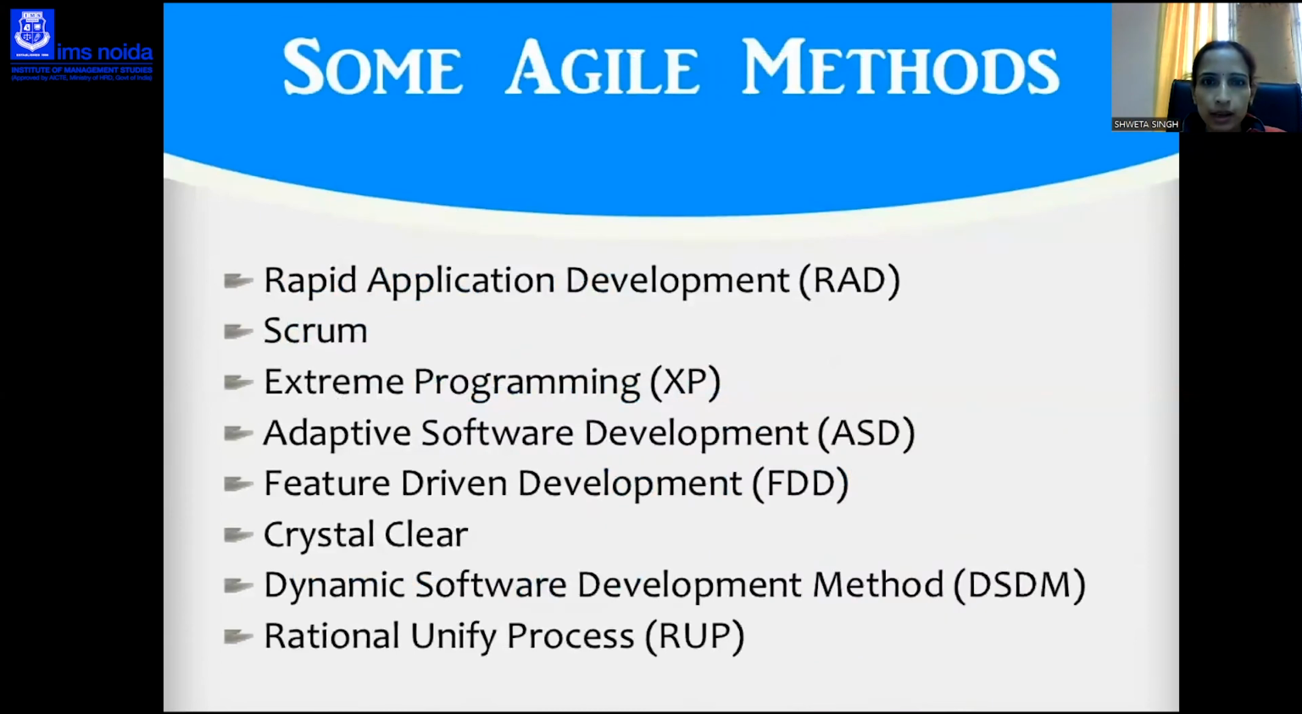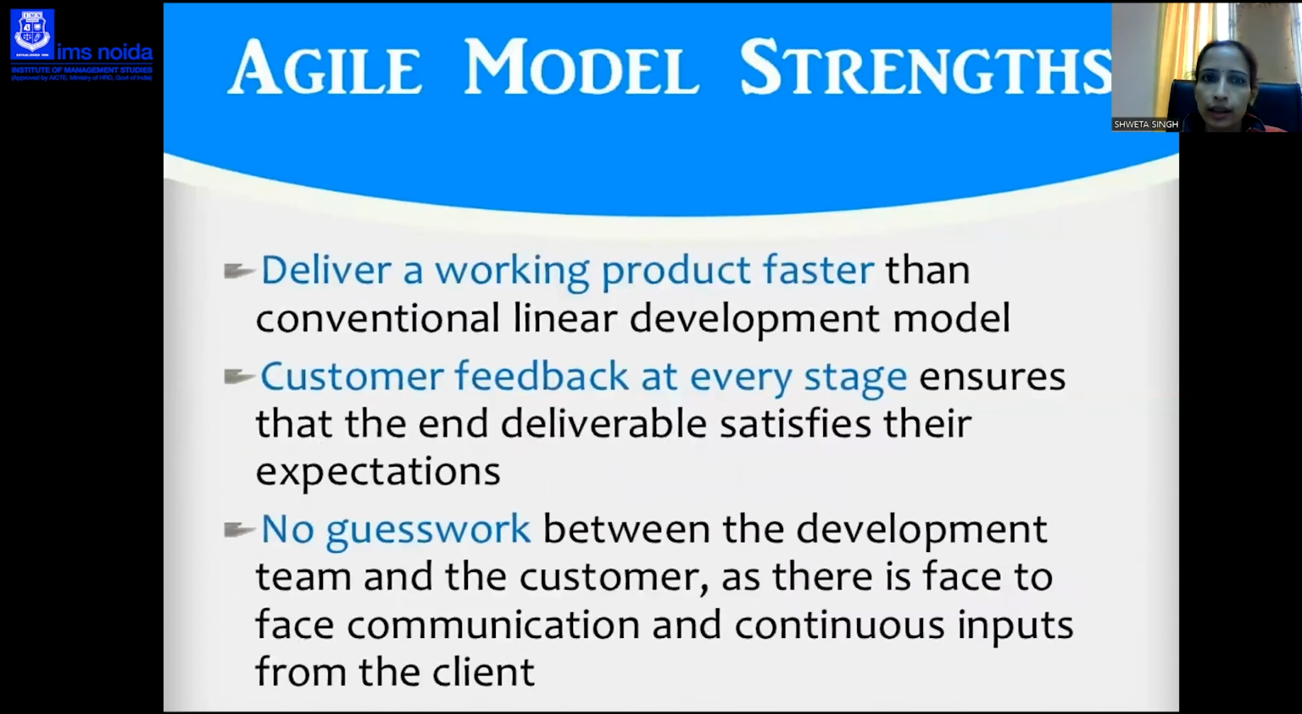Some agile methods are rapid application development, extreme programming, adaptive software development, feature-driven development, Crystal Clear, DSDM (dynamic software development method), and RUP (Rational Unified Process). These are the agile methods which many IT industries are currently using.